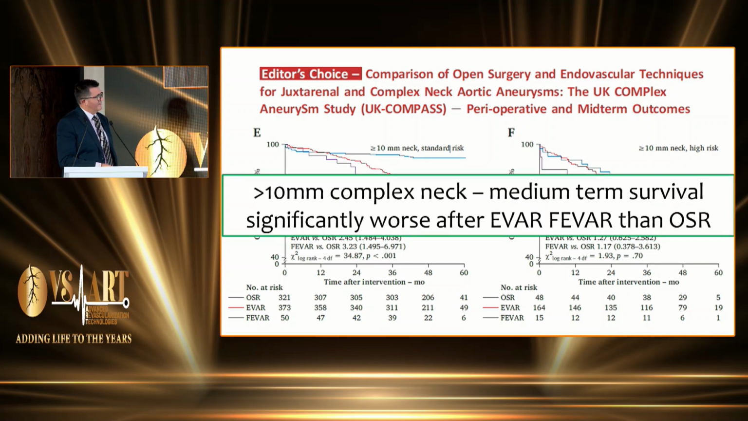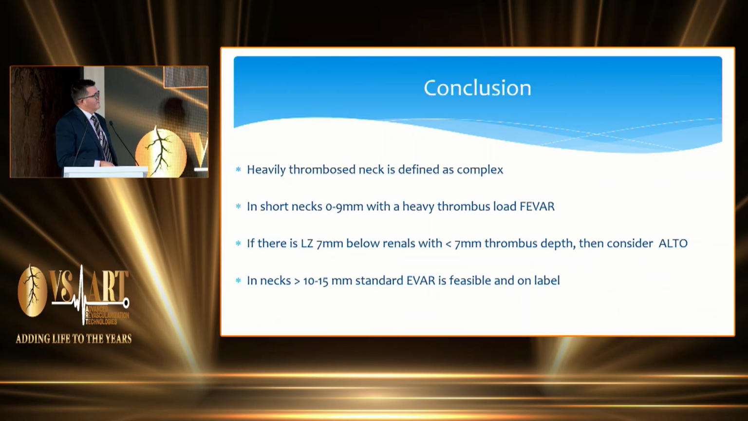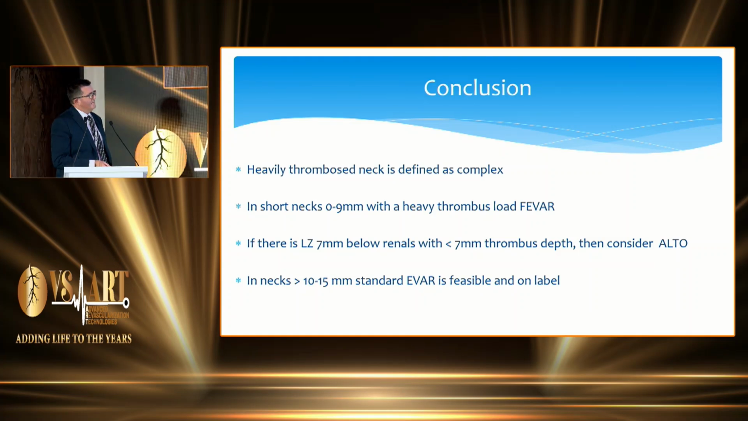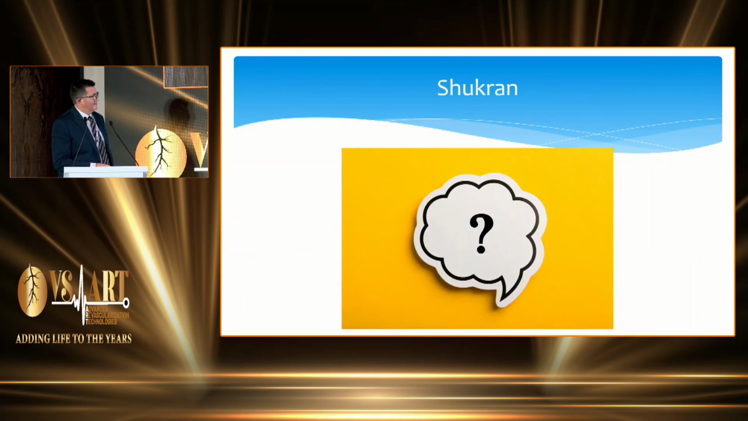So a very simplified conclusion to this would be that in heavily thrombosed necks, which is defined as complex and short necks, it may be better to think about something like a FEVAR option. If there is a landing zone below the renals and it's heavy thrombus, then you could consider the Alto device. And in other necks, EVAR is feasible, but there may be issues with that in the long term.